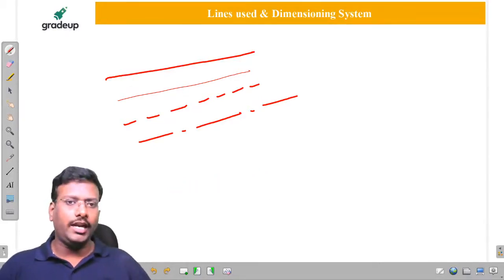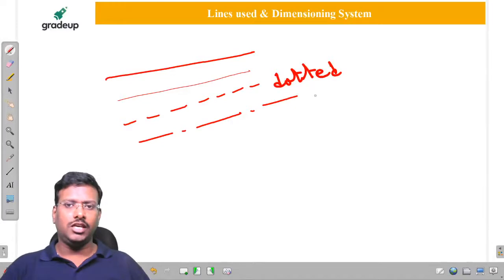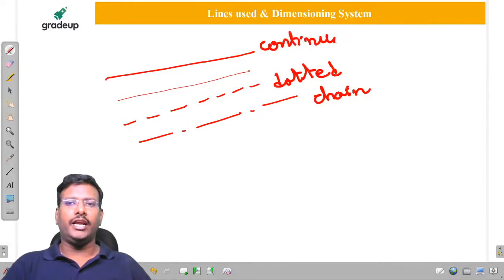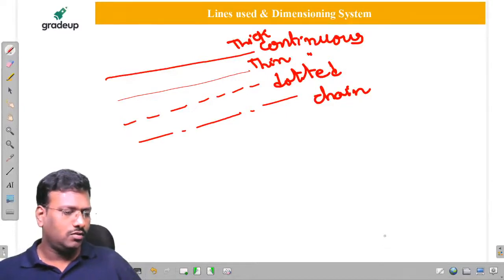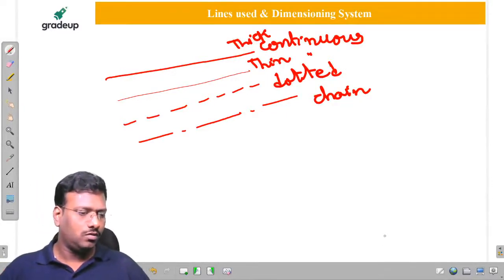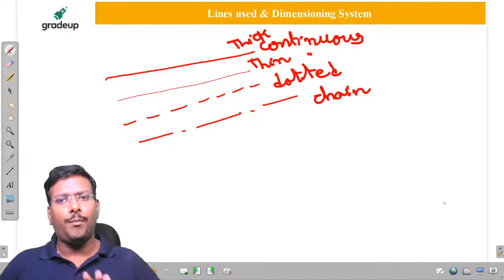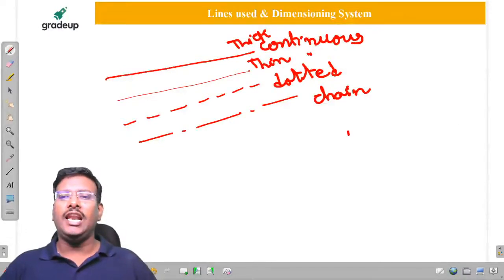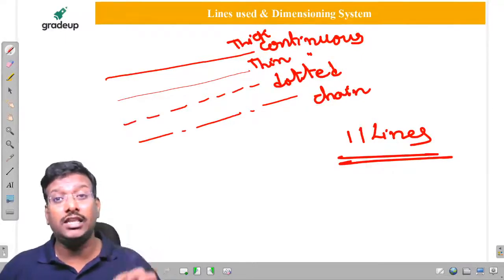Anyone? The dotted line is already shown. It is nothing but dotted lines. This is a chain line. It is a continuous line. This is thick and it is going to be thin. Apart from this, okay, good. Remember, do you know totally 11 lines are there in drawing? We will come across 11 lines in the drawing.